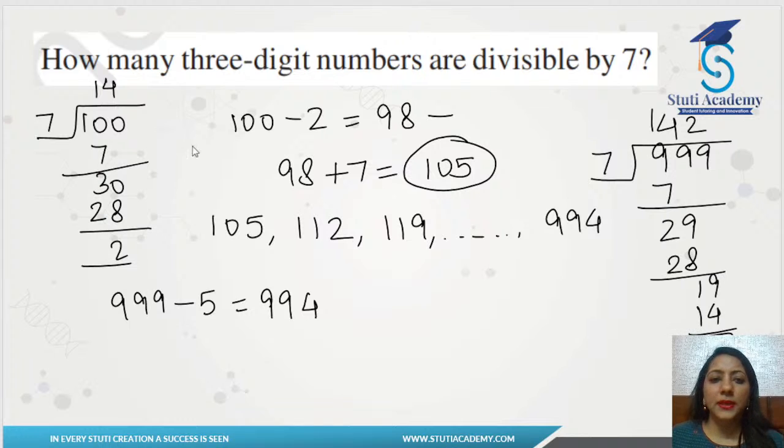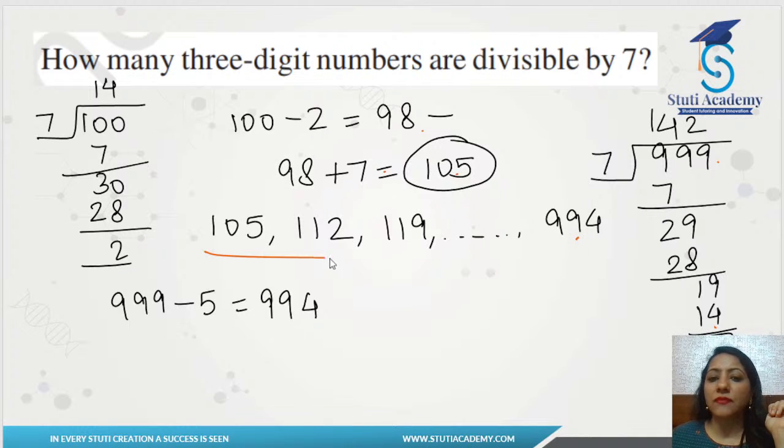So I'll just quickly repeat this. We're going to first solve for the first 3-digit number divisible by 7. So we can divide 100 by 7 and we'll get 98 from here. We've added 7 to it to get a 3-digit number, 105. Now 999 we have divided by 7 and we've got 5 as the remainder. We have subtracted 5 from 999 and we've got 994. That's the last 3-digit number divisible by 7.